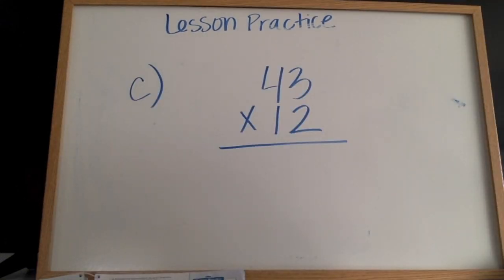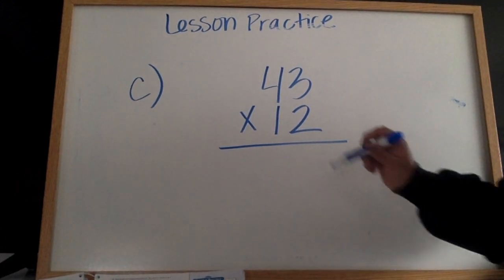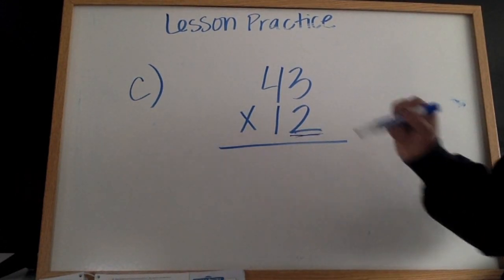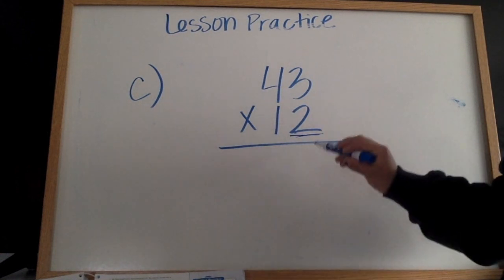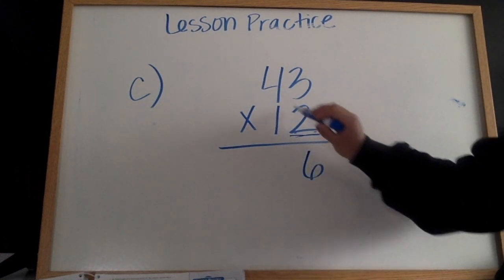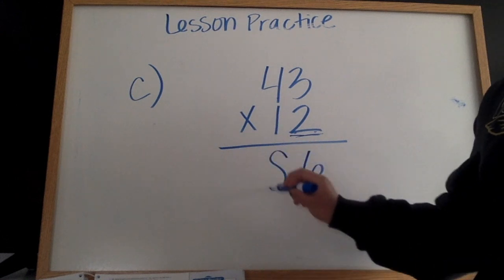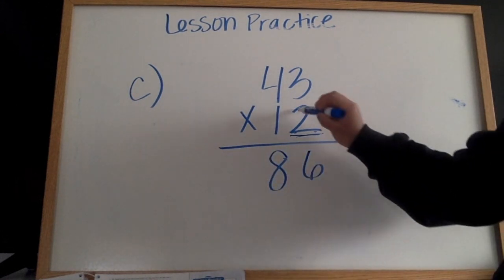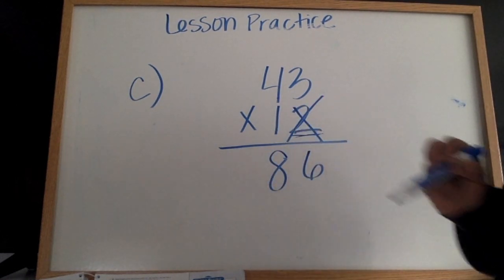Okay, letter C from lesson practice, 43 times 12. We're going to start with this 2 right here. 2 times 3 is 6. 2 times 4 is 8. Now I can cross off that 2 because we're done using it.